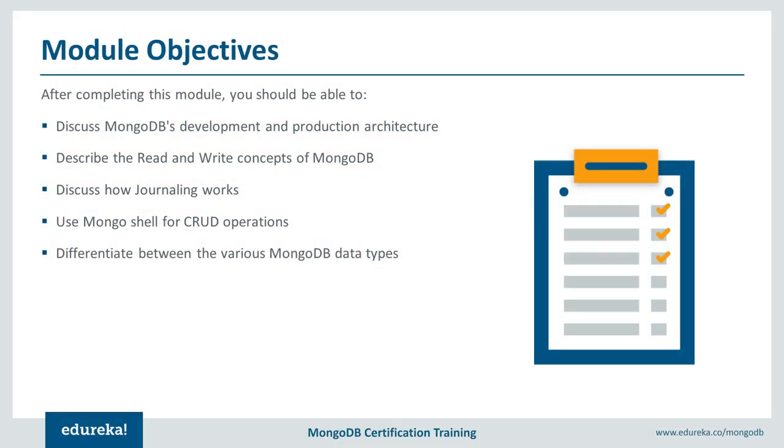So here are the objectives. We need to discuss what the development and production architecture is. There are two environments mentioned here: a development environment and a production environment. In each environment, how your architecture looks is going to be the first thing. Second, describe the read and write concepts of MongoDB. And we need to discuss what is called journaling. Journaling is one of the main concepts. Then use Mongo shell for your CRUD operations, and differentiate between the various MongoDB data types.